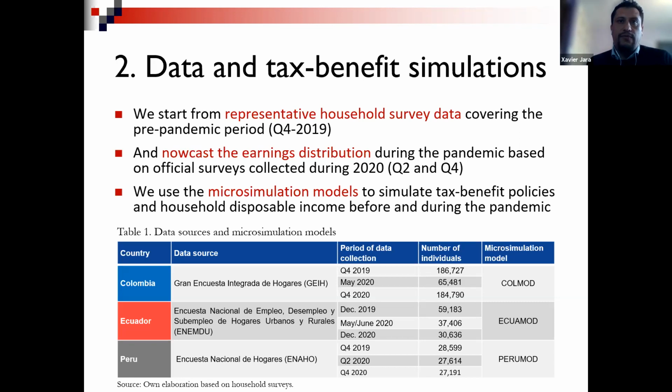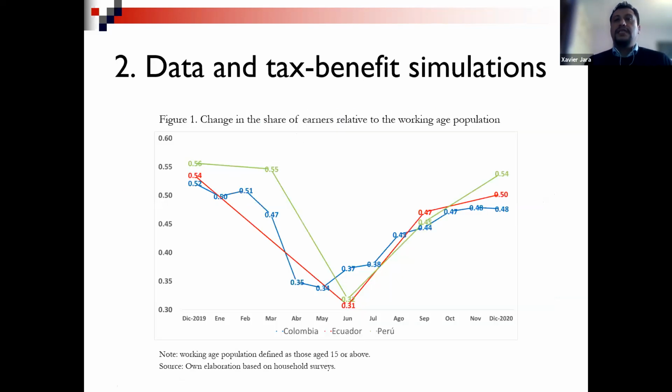As you can see in the period of data collection, we always take the end of 2019 as our reference point. And then we take information from these same surveys about the changes in the labor markets during the pandemic and at the end of 2020. All these three countries have tax and benefit microsimulation models developed in the CHILMOD software. And the advantage of using the CHILMOD platform is that it allows a larger degree of comparability in the results when we do cross-country analysis. So this is our starting point.